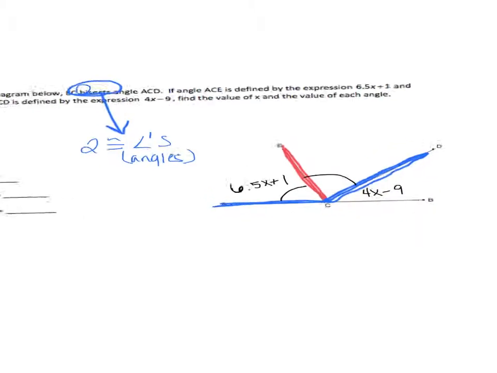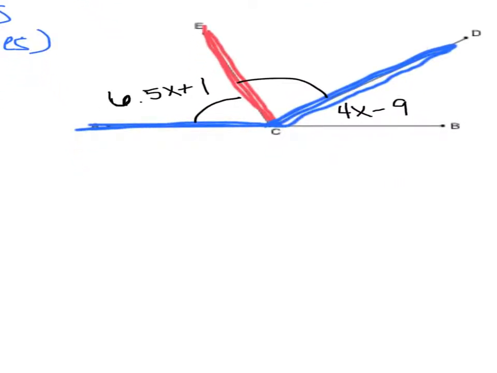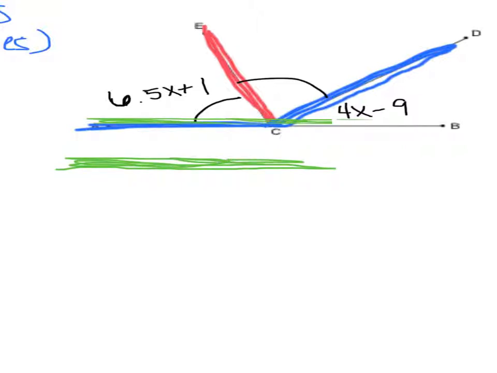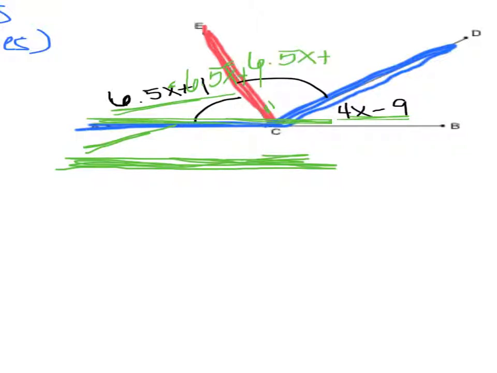Okay, so now if I'm looking at this picture, I see a straight line. I hope you do too. I see a straight line right here, highlighted in green. Now what I know about a straight line is that it equals 180 degrees. But I can only set up an equation if I know all of the angles that add up to that. Right now, I only know 1, 2. I need to know the value of this one. Well, since we already talked about what it means to bisect something, if one of those bisecting angles is 6.5x plus 1, I know the other one will be too.